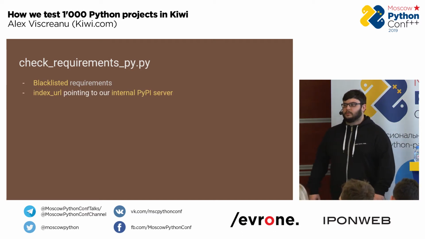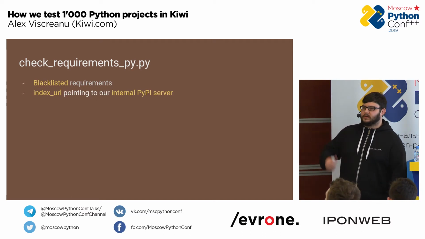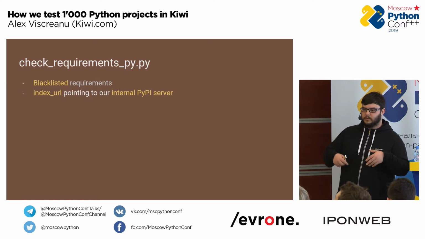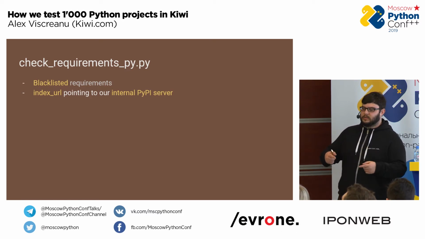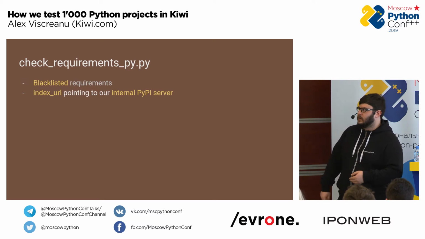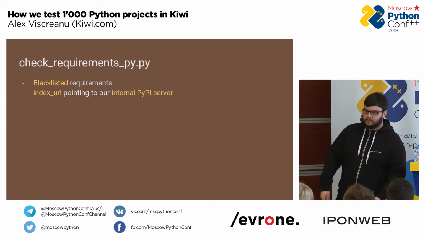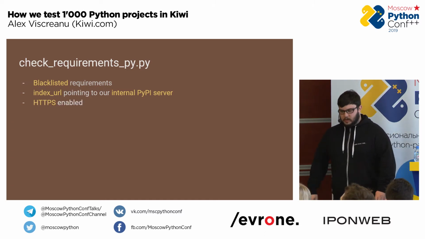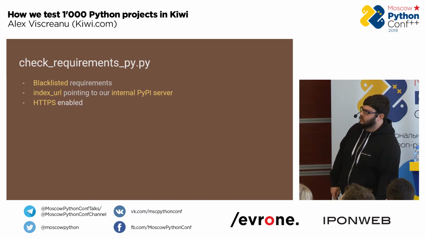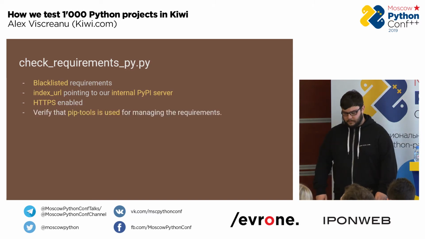We also want to make sure that people use our internal PyPI, because we have our internal PyPI where we publish our packages, which is also mirroring the official PyPI, and we have some logic in that middle layer. So everybody should be using our own PyPI instead of the official one. Just some simple check that HTTPS is enabled, because why not?